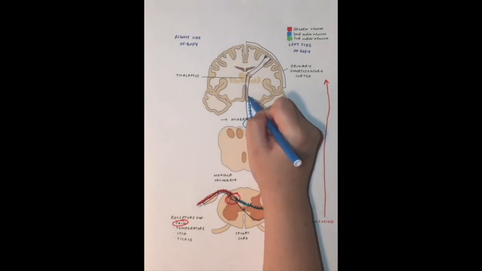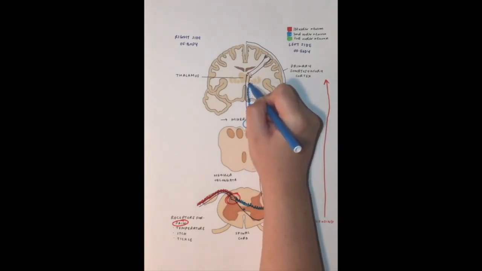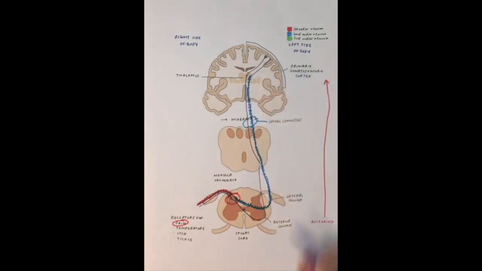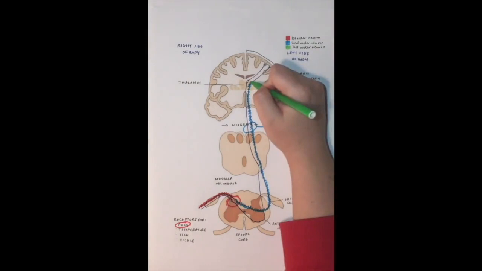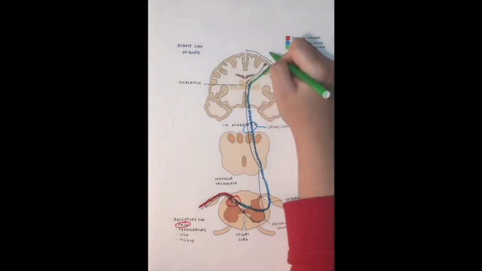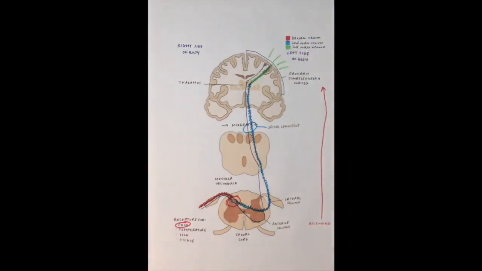The secondary fibers then ascend towards the ventral posterior nucleus, or VPN, of the thalamus, where they synapse with third-order neurons. These neurons cross the posterior limb of the internal capsule, followed by the corona radiata, before reaching the primary somatosensory cortex. At this point, the person becomes conscious of the pain.